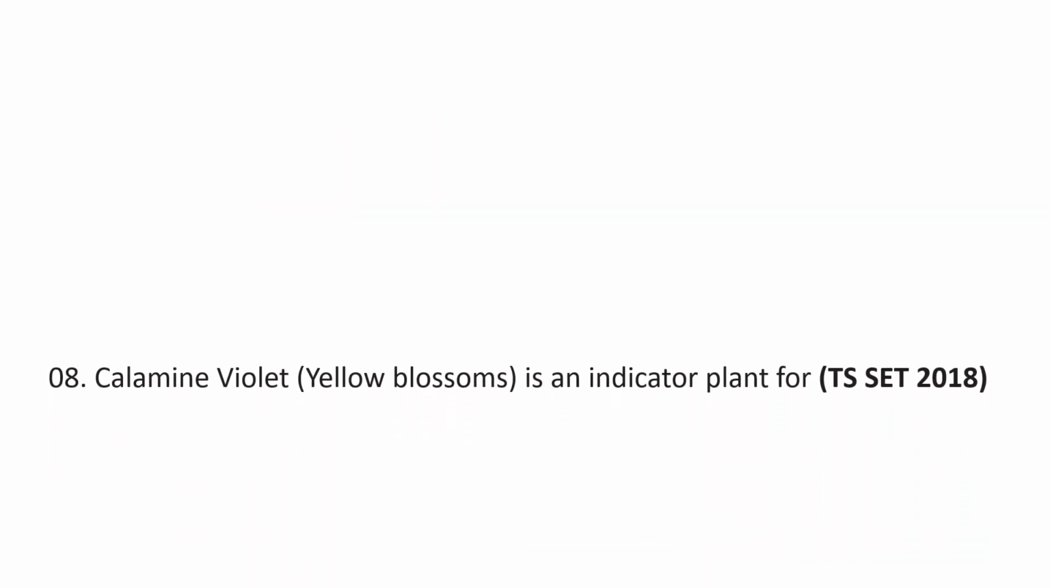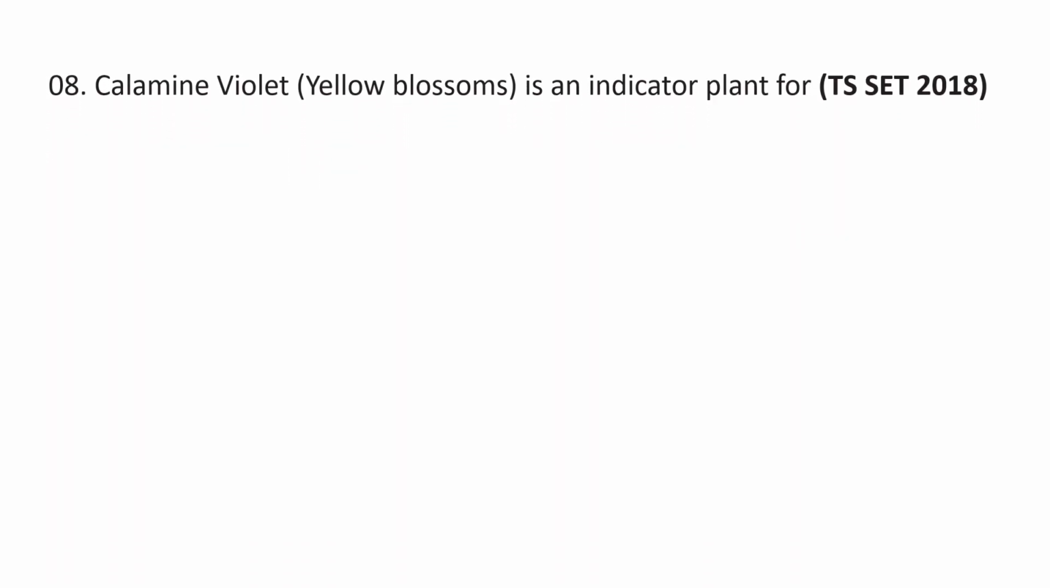Next question. Calamine violet, also known as yellow blossoms, is an indicator plant for what type of deposits?